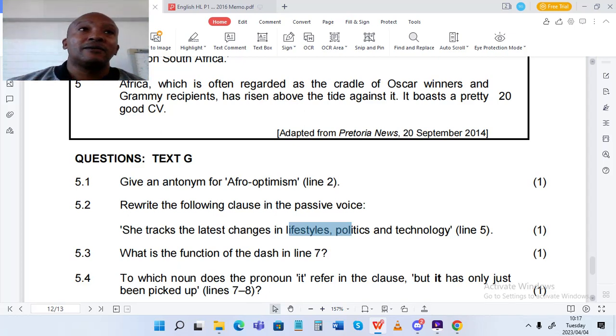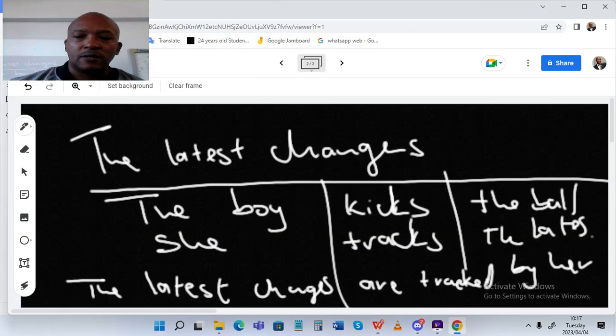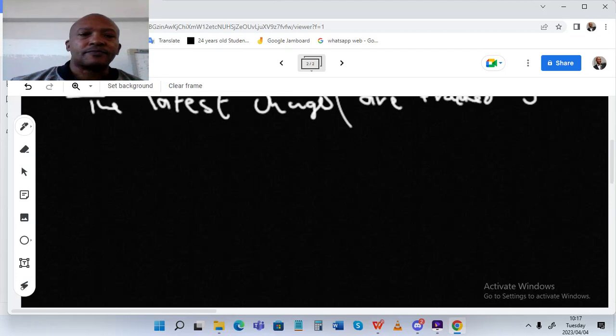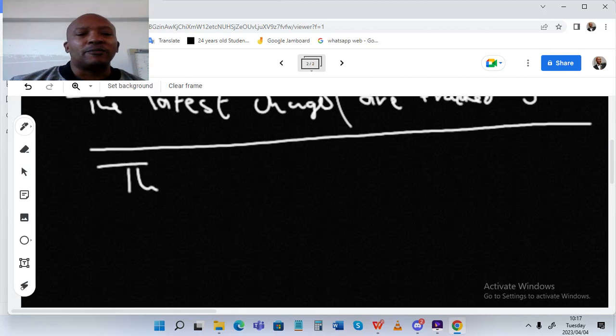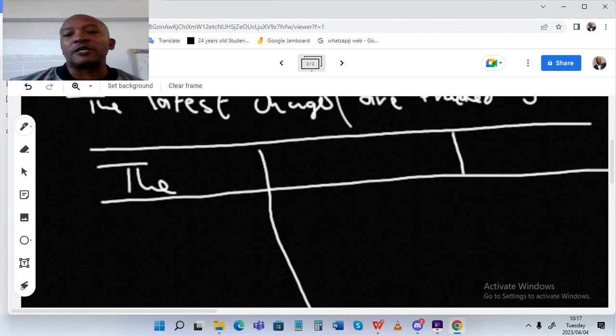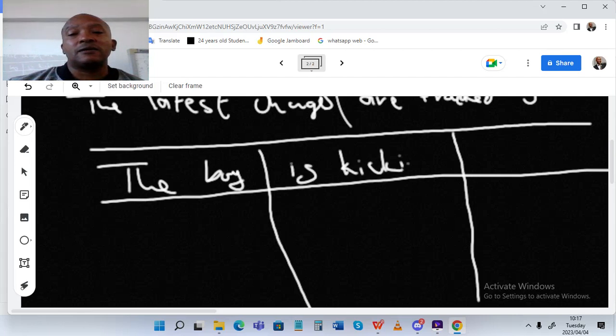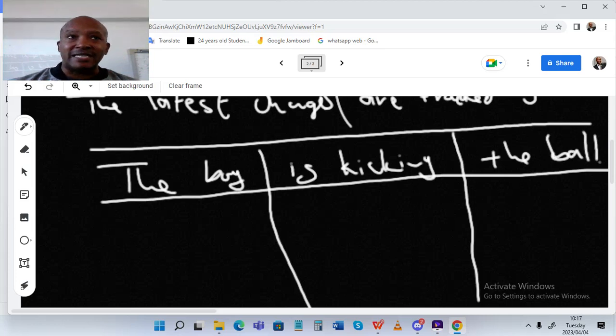The ing, are being tracked. When do you use being? When we say the following, the boy, this is your lifesaver in your exam for the rest of your life. The boy is kicking the ball. That's an indicator.